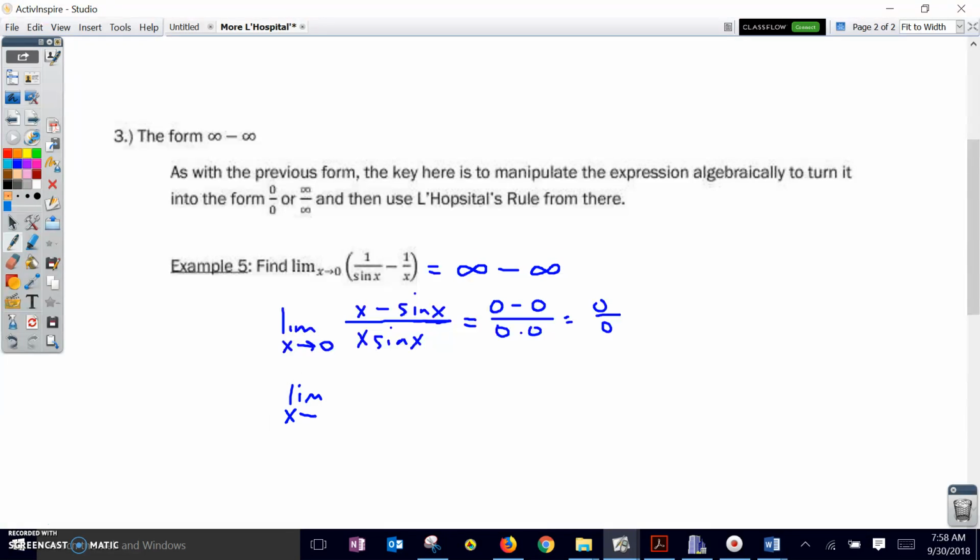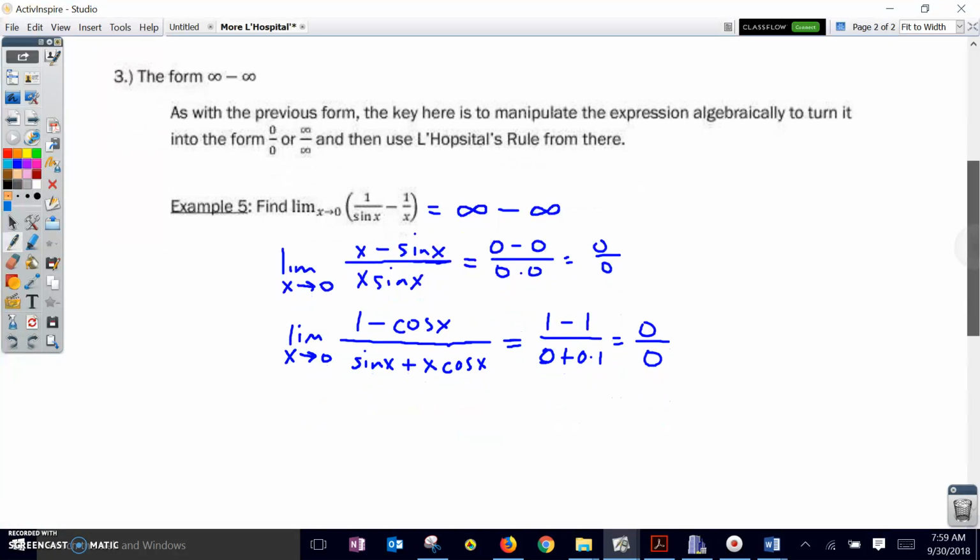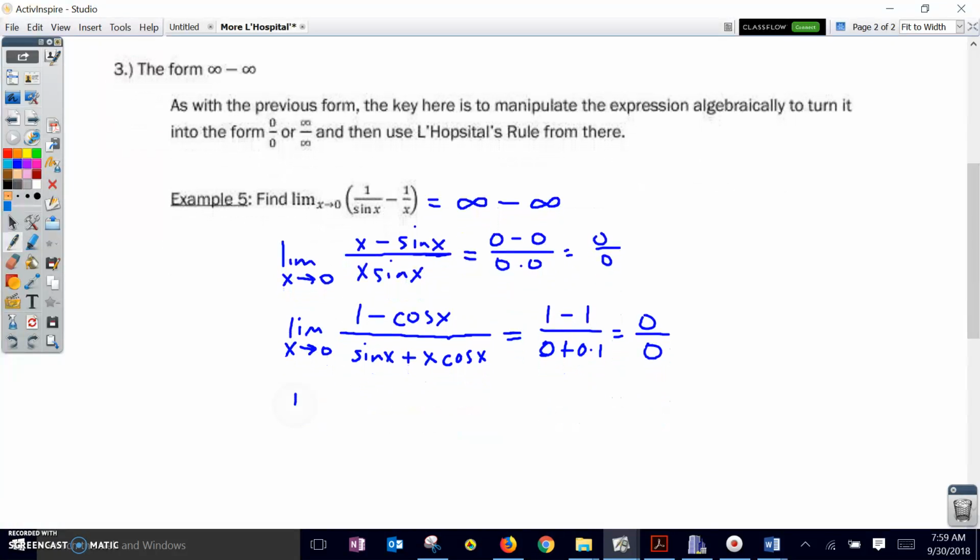So we'll take the limit as x goes to 0, and now I take the derivative of the numerator, which is going to be 1 minus the cosine of x, and the derivative of the denominator, which is going to be sine of x plus x cosine of x. And then I see what happens. As x approaches 0, the numerator becomes 1 minus 1. The denominator becomes 0 plus 0 times 1. And we still have the indeterminate form 0 over 0. So I'm going to apply L'Hopital's rule again.